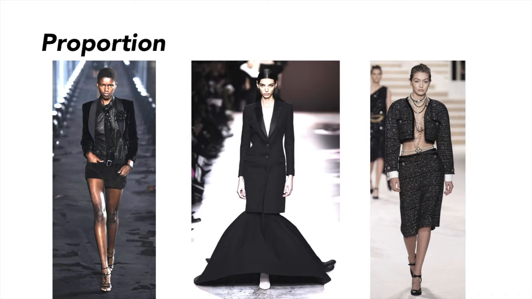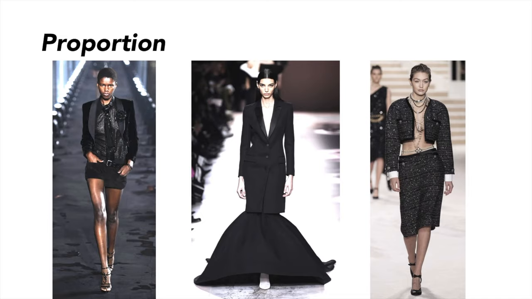Here we have three black suits, all using the element of shape to create different proportions. Again, the same Givenchy suit in the center with the elongated jacket. Saint Laurent on the left uses a traditional length jacket, but with short shorts. And Chanel on the right cropped the jacket, pairing it with a traditional just below the knee skirt. Designers can play with proportion to create different effects. Each of these is an interesting, fresh proportion.